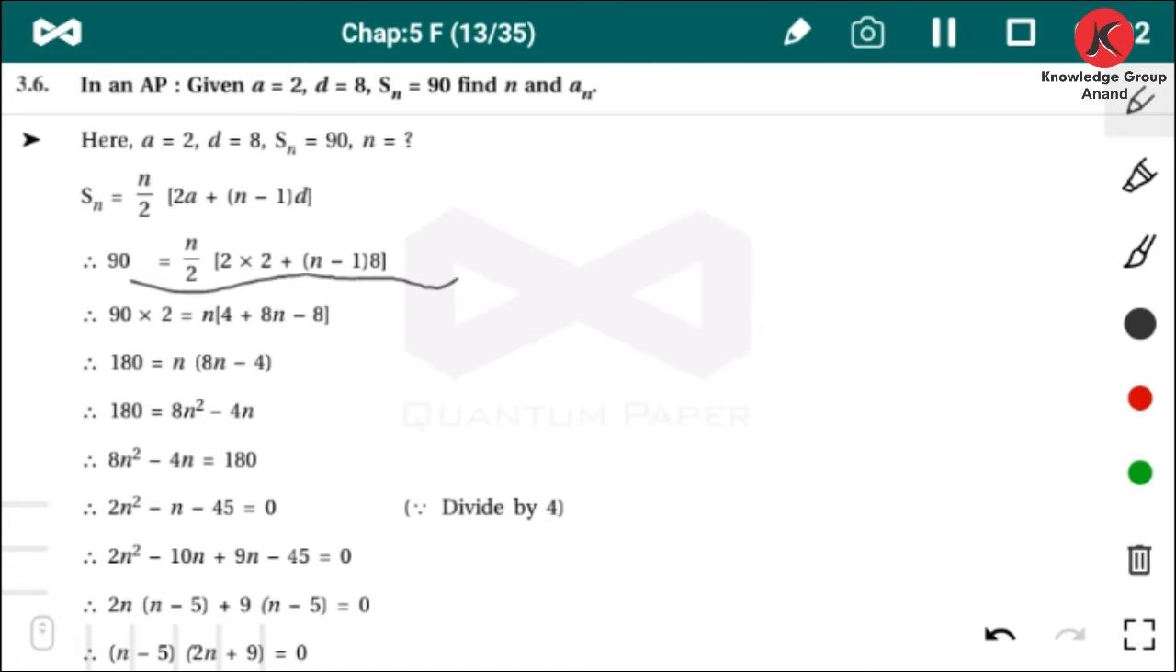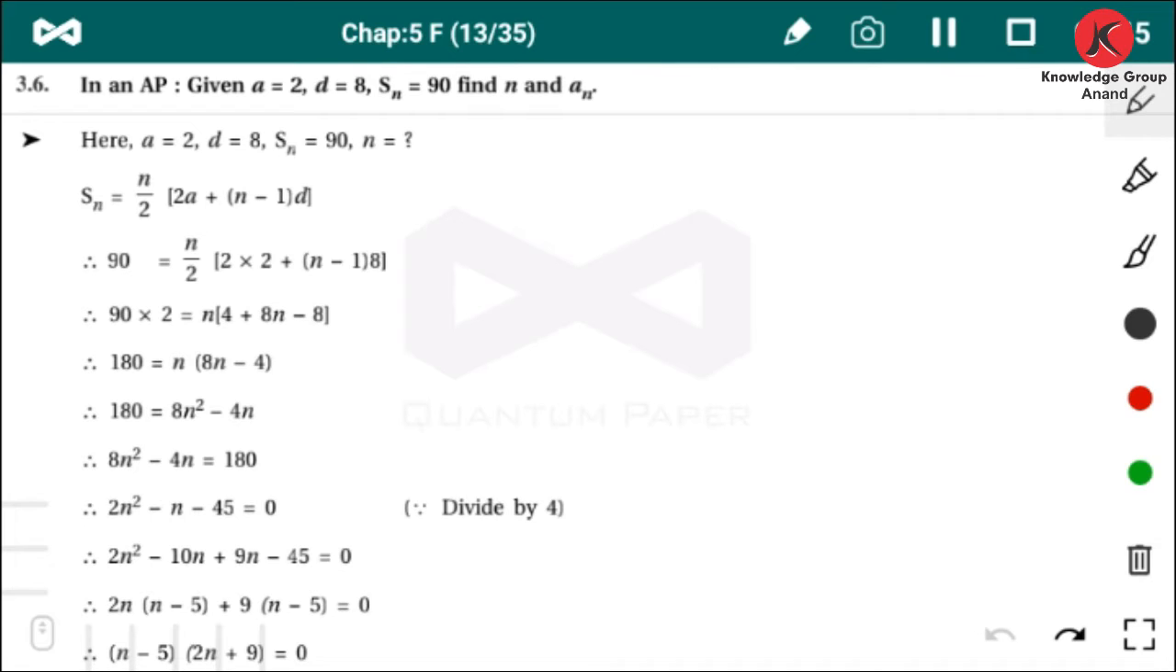Then the 2 goes into the multiplication. Therefore, 180 is equal to n into 4 plus 8n minus 8, which is n into 8n minus 4. 180 is equal to 8n square minus 4n. Moving 180 across, 8n square minus 4n minus 180 is equal to 0. Dividing all the terms by 4, we get 2n square minus n minus 45 is equal to 0.